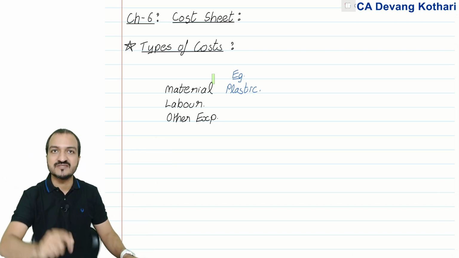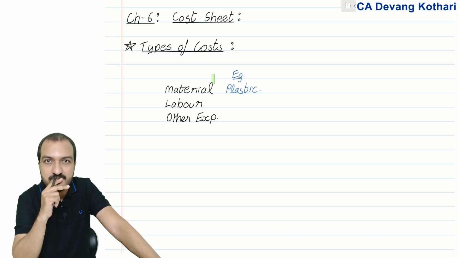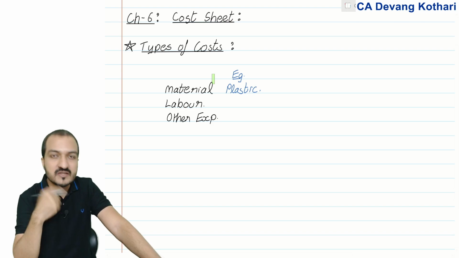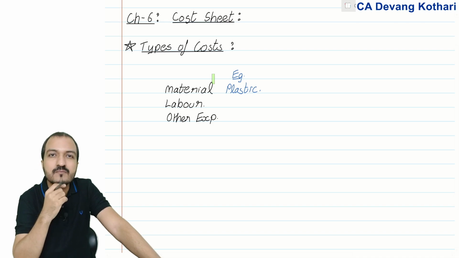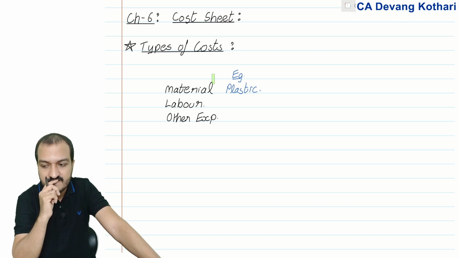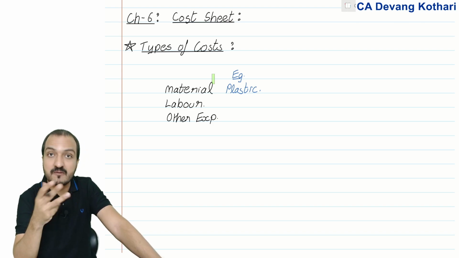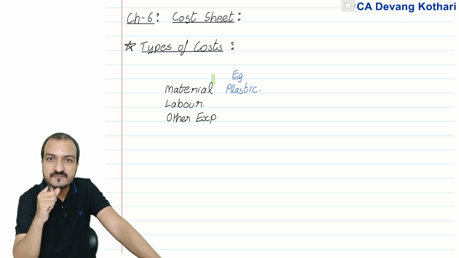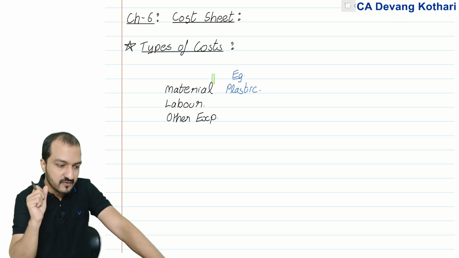Give me such examples. Yes, packing material could be an example. Files and papers could be an example. What else? Some more examples. Fuel could be an example. Tools, okay. Tools and fixtures, etc. Spare parts, yes, could be materials. Chalo, good enough. All these examples that you are giving me.